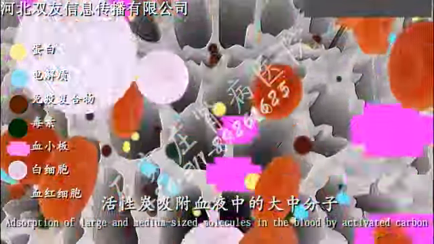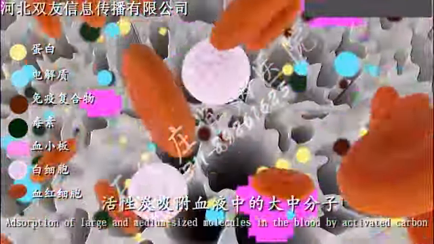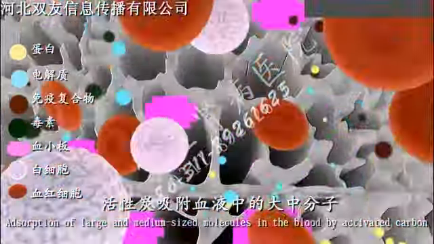Activated carbon mainly relies on macrocellular structure physical absorption. It's non-selective. Molecules absorbed can move to the surface of the adsorbent, and it can eliminate macro and medium molecules such as parathyroid hormone and RBP.